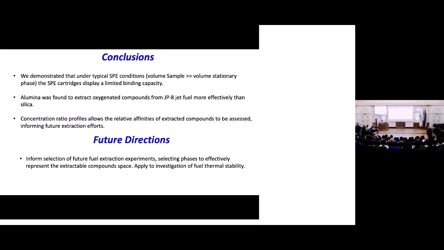Alumina seems to be a lot better for the extraction of phenolic compounds from this fuel. And later on, we hope to use this to select our phases more efficiently to get a more comprehensive picture of our polar compounds, so that they can further inform our studies on the thermostability of fuels. That way we're not missing any important details.